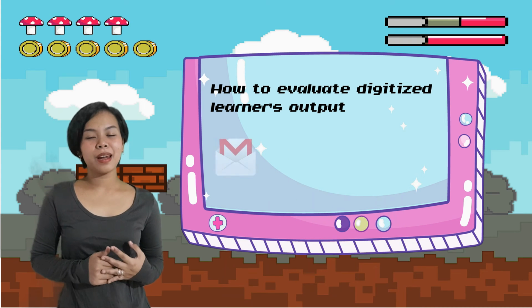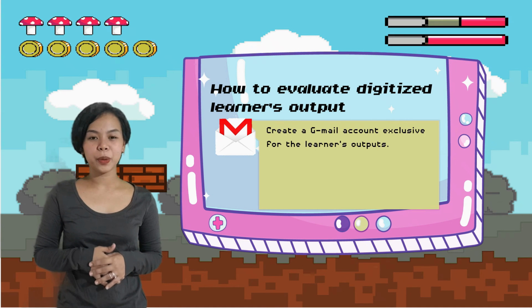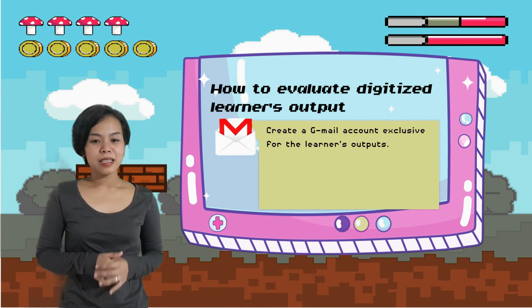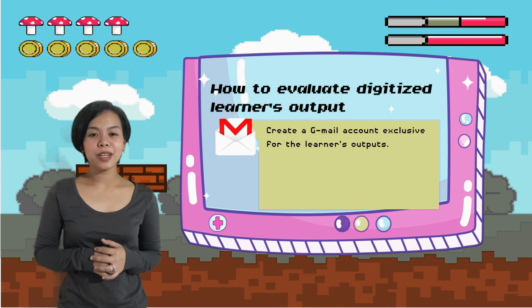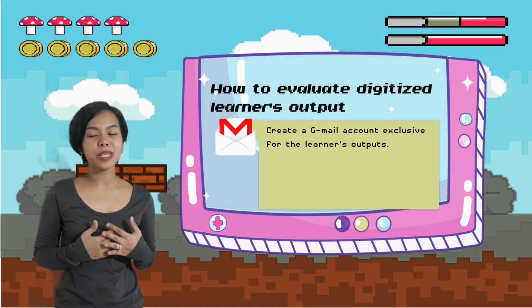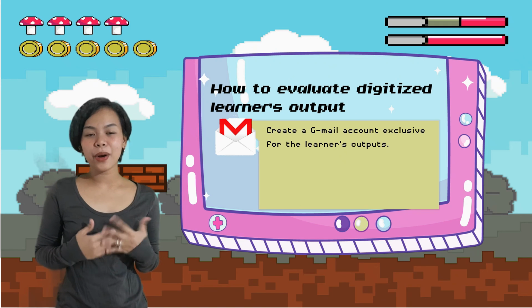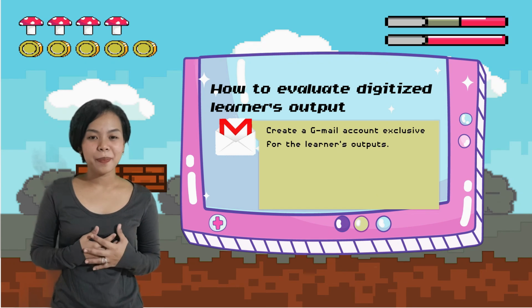When students submit their outputs online, it could be in image format, Word, or even PDF file. So it's quite difficult to check those outputs since there is no app that can do the checking for us. However, what I'm going to share to you is how I organize those outputs in a single app.